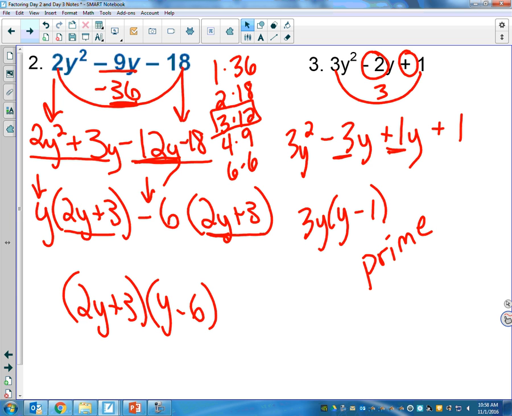As long as your parentheses are right, it doesn't matter. As long as the signs are right, it doesn't matter if it's 3x plus 2 in front of 5x.